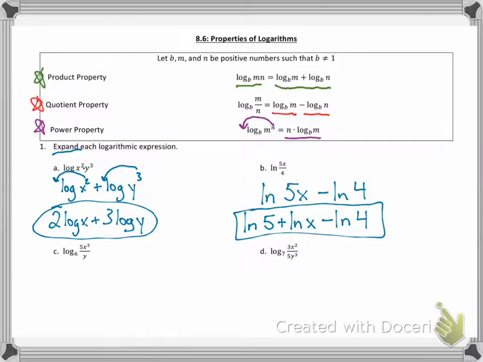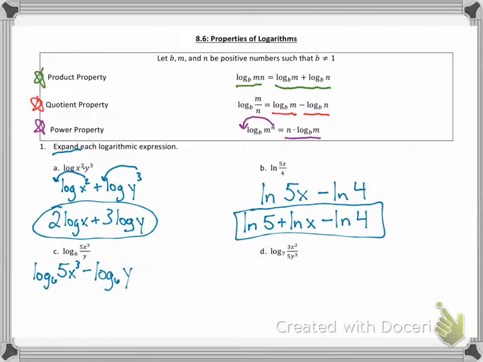So, let's talk about C. We have log base 6 of 5x cubed over y. Again, first thing you want to do, if you see a fraction, let's break that apart. So, again, a fraction will break apart into subtraction. So I'm going to have log base 6 of 5x cubed minus log base 6 of y.